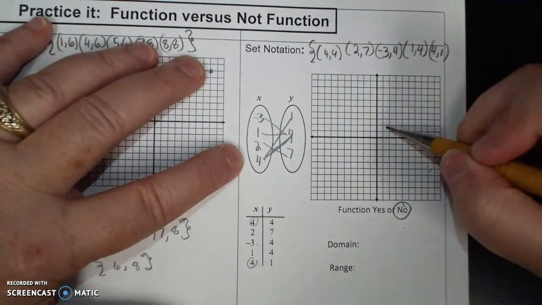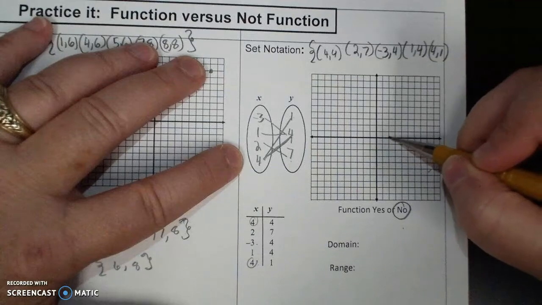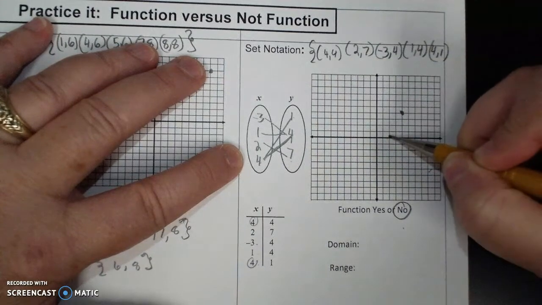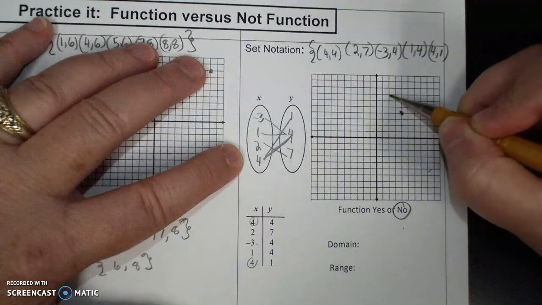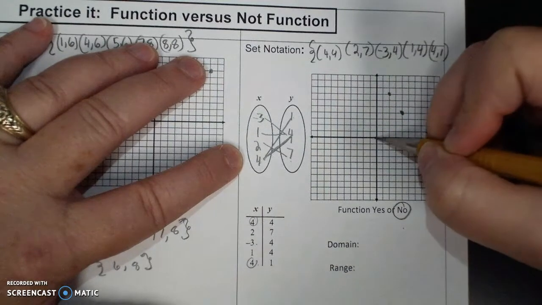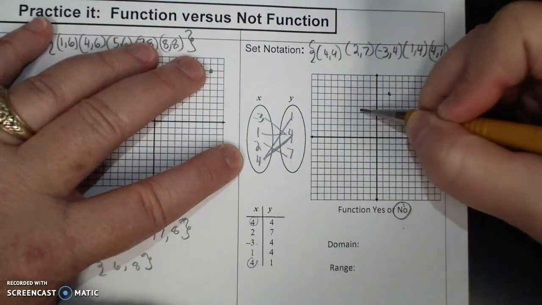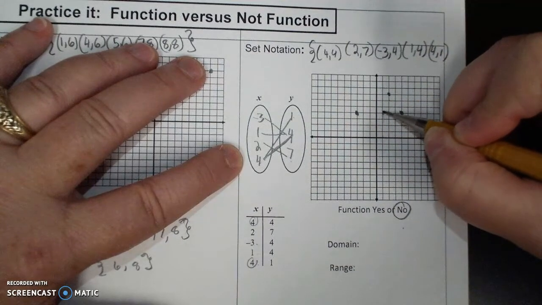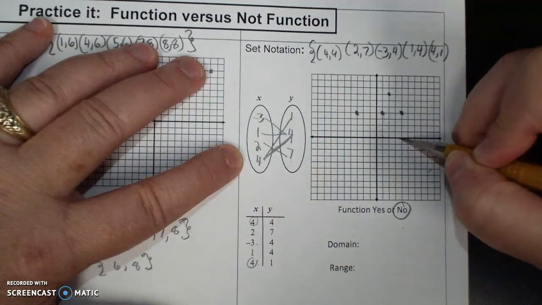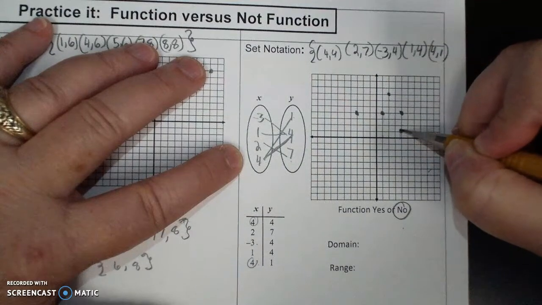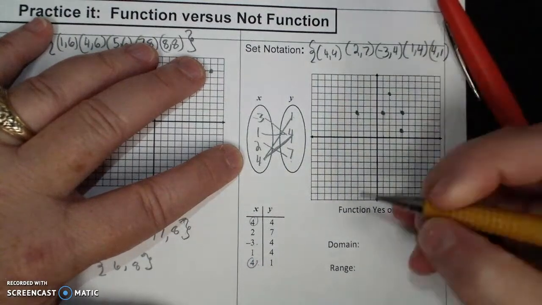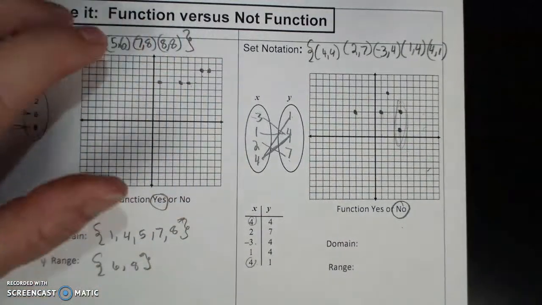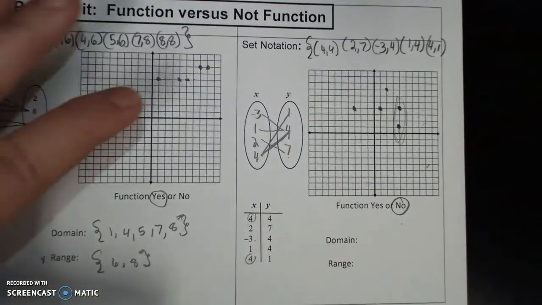And then I'm going to graph 4, 4, 2, 7, -3, 4, 1, 4, and 4, 1. And this, when they're one on top of each other, is why it doesn't function.